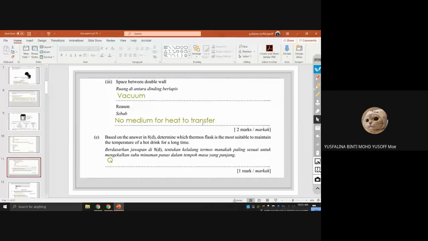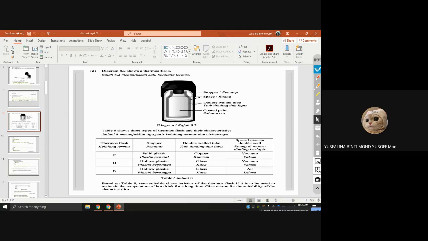Based on the diagram in 8D, determine which thermos flask is the most suitable to maintain the temperature of a hot drink for a long time. The answer should be Q, with hollow plastic, glass, and also vacuum.